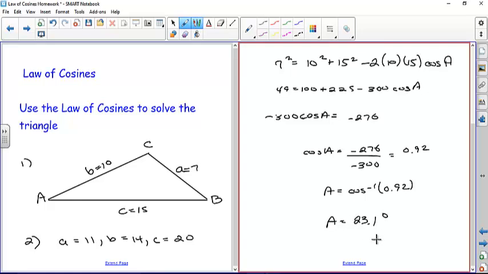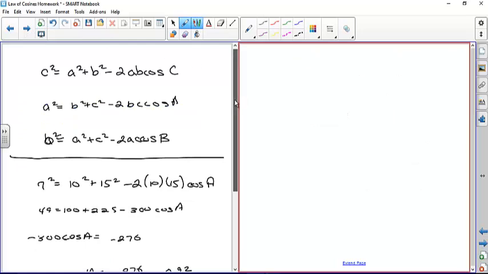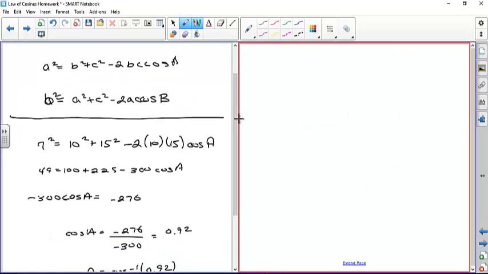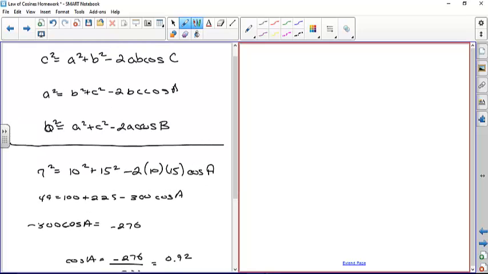Now, again, just a reality check. Here, A is the smallest length, so it should have a fairly small angle. So that agrees with that. Now, we could then find angle B using the law of cosines. We'll do it both using the law of sines and the law of cosines, to make sure you get the right answer just this one time.